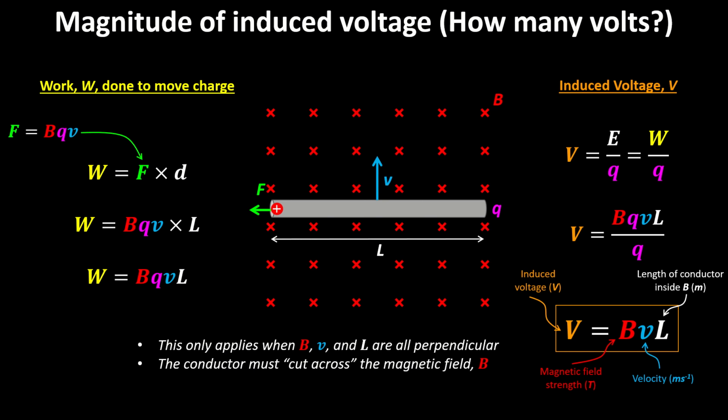So, for example, in this case where the conductor is moving up the screen, that would be cutting across the field. The way I always kind of imagine this is, if you imagine the magnetic field lines as being like blades of grass, you have to cut the grass, okay? You have to be cutting across those. You can't comb the grass.